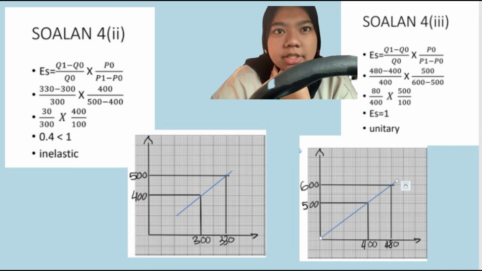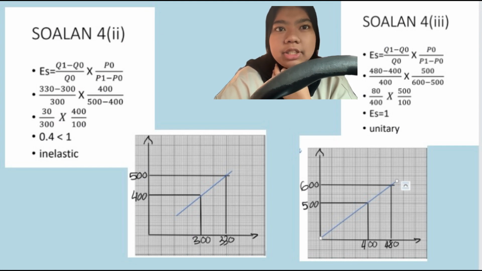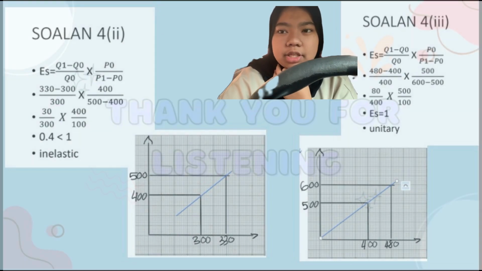Number 3, when the price of good Z increased from 500 to 600, the quantity supplied increased from 400 units to 480 units.